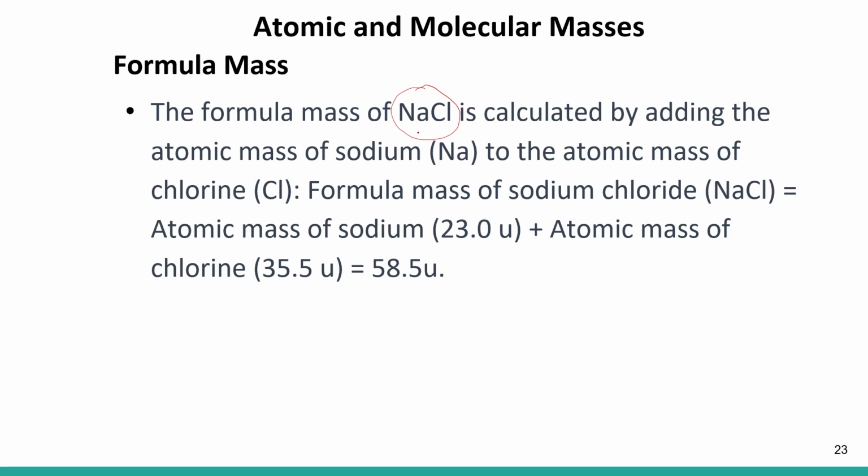So what is the mass of the sodium atom? The mass of sodium is 23.0 u, or atomic mass unit, and the mass of chlorine is 35.5 atomic mass units. They both are average atomic masses. We will add these and multiply by 1 because 1 sodium atom is present and 1 chloride ion is present, and we will get 58.5 atomic mass units.